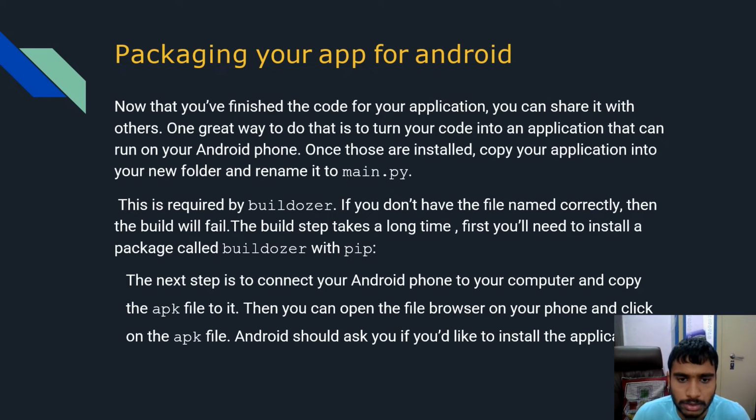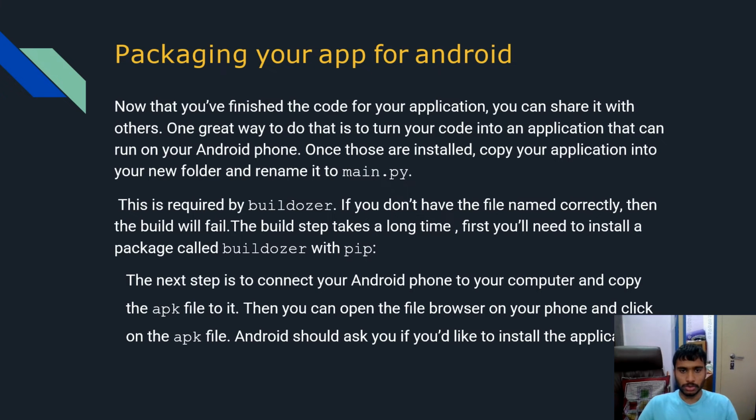The next step is to connect your Android phone to your computer and copy the APK file to it. The next step, what is that? Once the build process is finished, what is the next step? The next step is to connect your Android phone to your computer and copy the APK file to it. Whatever the application is, to run it on your Android phone, we have to connect the Android phone to the computer and copy the APK file to it.